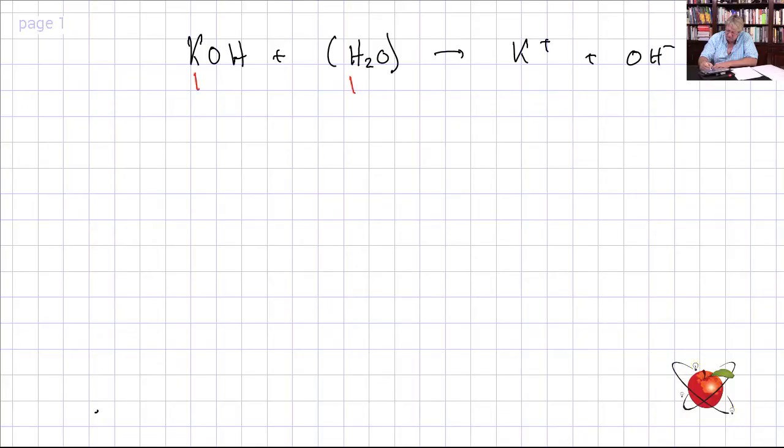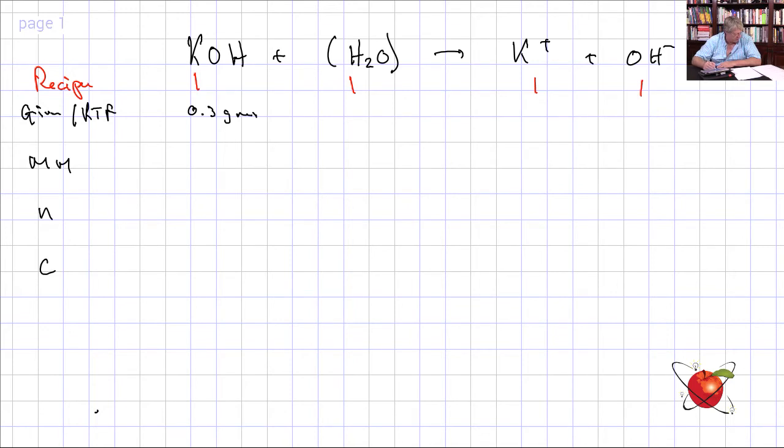So let's put down first of all our recipe, shall we? 1 1 1 1. We can ignore the water for the moment. This is our recipe. Let's put down next, okay, what are we given and required to find? We are given in this case 0.3 grams of that, and let's put down molecular mass, moles, concentration, and we are given a volume over here of 200 centimeters cubed. Convert straight away to 0.2 decimeters cubed, right?